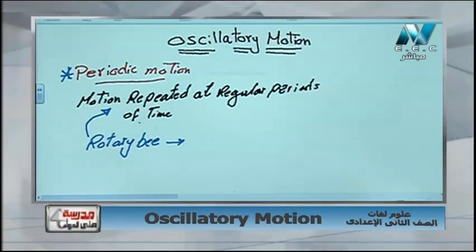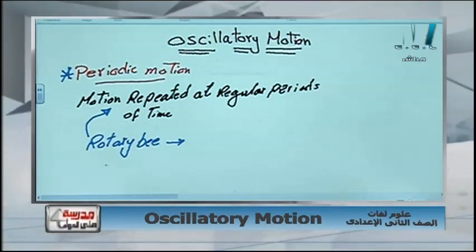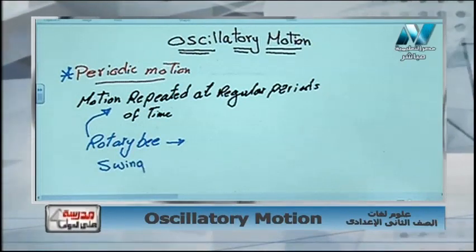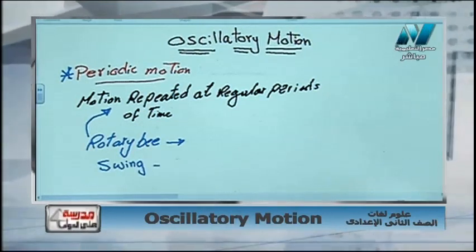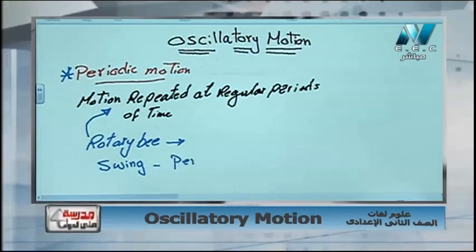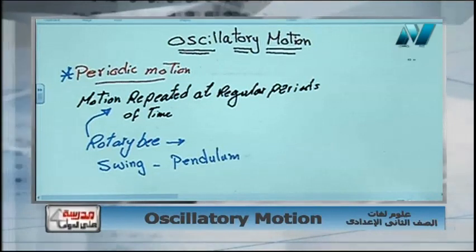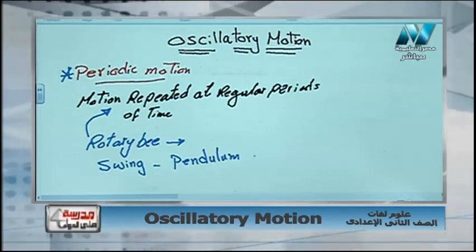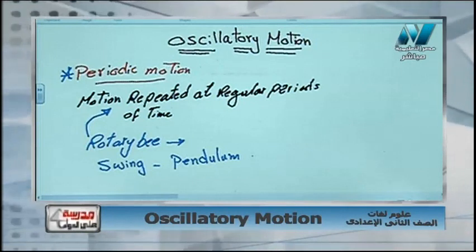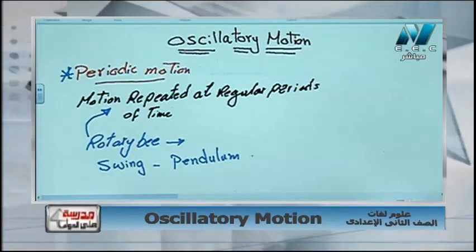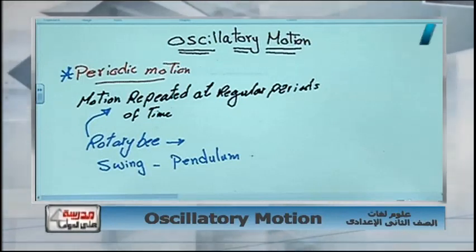We have many examples of the periodic motion, such as the motion of a swing, the motion of a pendulum or simple pendulum, and so on. So now we know, dear students, what is meant by the periodic motion.